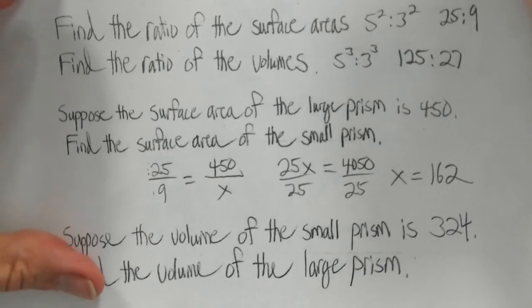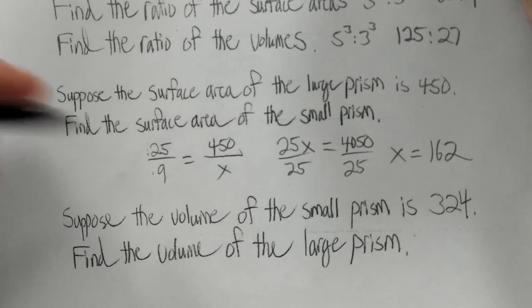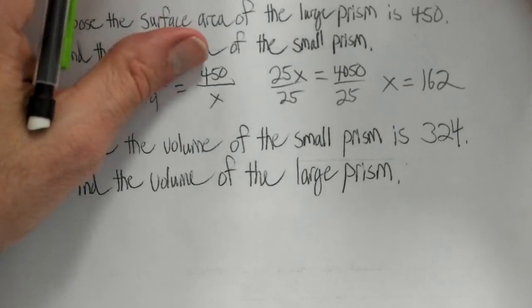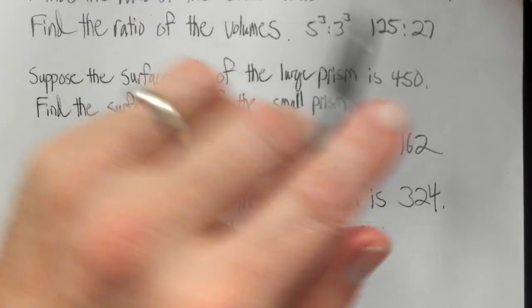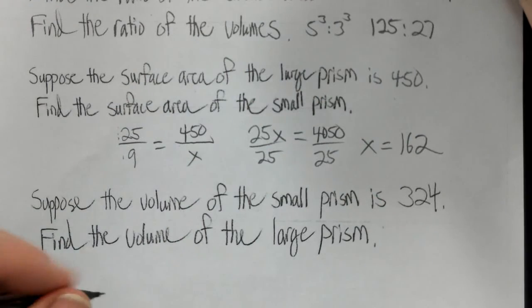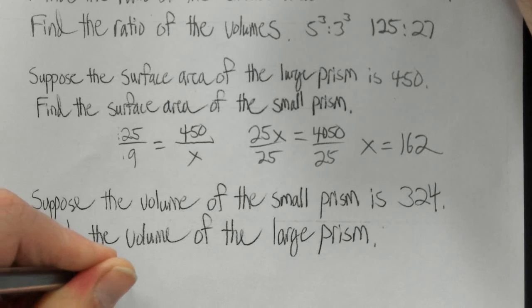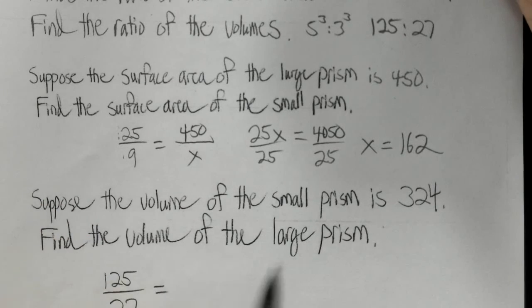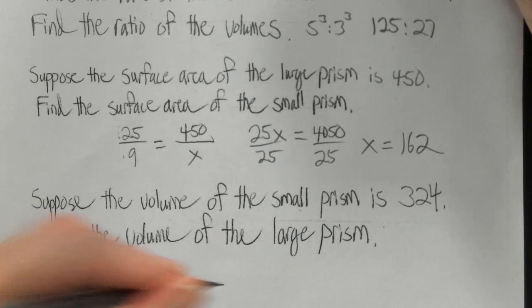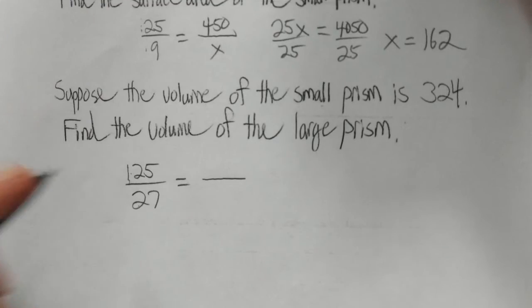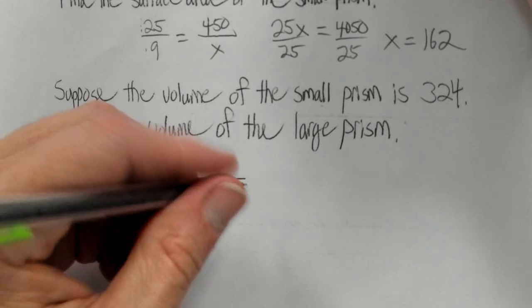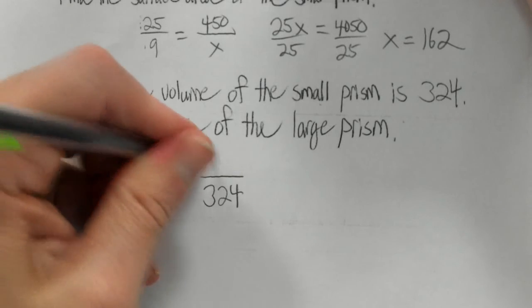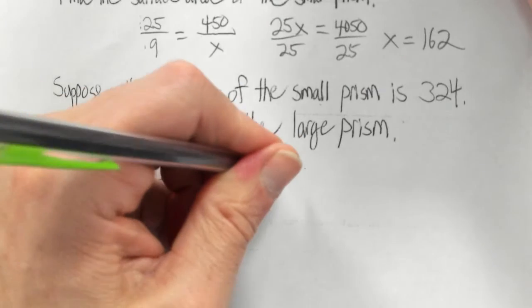So again, it's all about picking the right proportion and then setting up the other fraction correctly. Suppose the volume of the small prism is 324. Find the volume of the large prism. I need to start with my first fraction, which is the ratio of the volumes, 125 over 27, and I want to set that equal to small prism 324. So where's the small number in my proportion? It's on the bottom, right? 27 is smaller than 125, so that means 324 has to go on the bottom because it's the small number, and the large prism is the x.